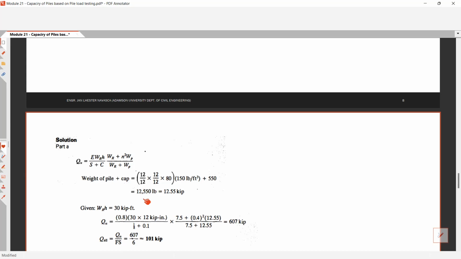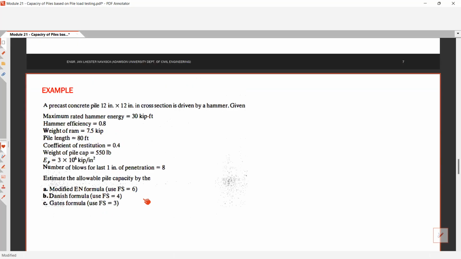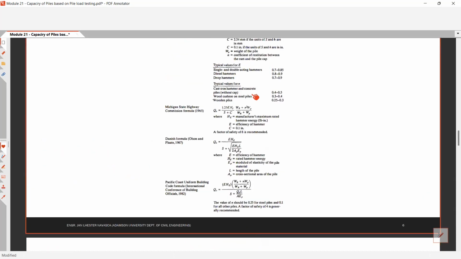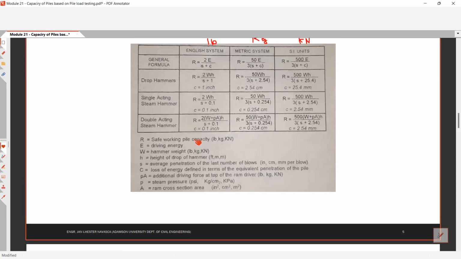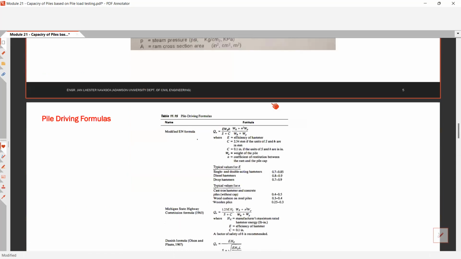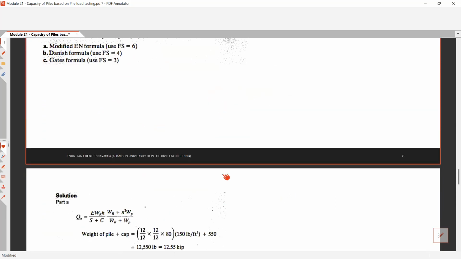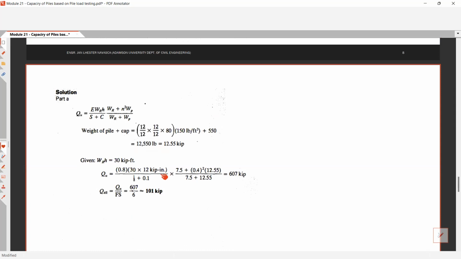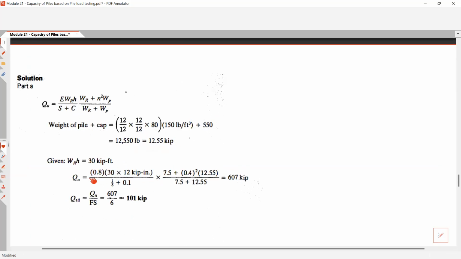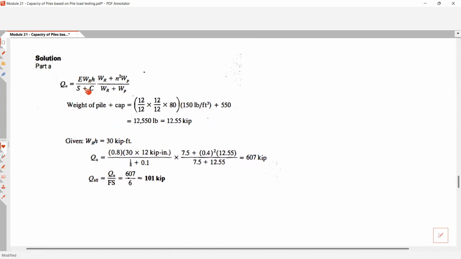Then, for your WRH, okay. So, again, what is the meaning of WRH? Ito yung maximum rated hammer energy, or naalala mo, yan yung driving force, driving energy. So that is equivalent to W times H, yan yung maximum potential energy. Okay, so therefore kompleto na yung ating equation.